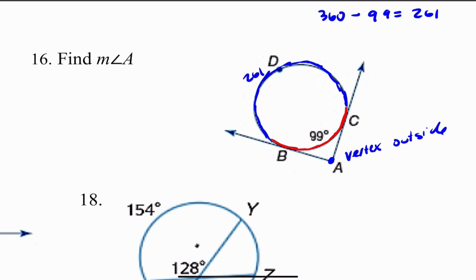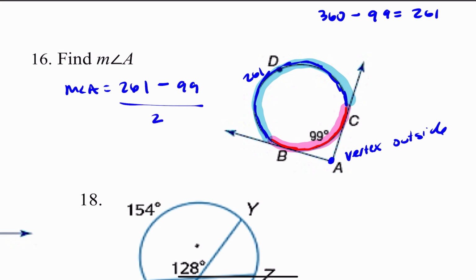So, okay, we have the vertex outside. So that means I can say the measure of angle A is equal to the big arc minus the small arc all over 2. So the measure of angle A is equal to 81 degrees. And that's your answer.